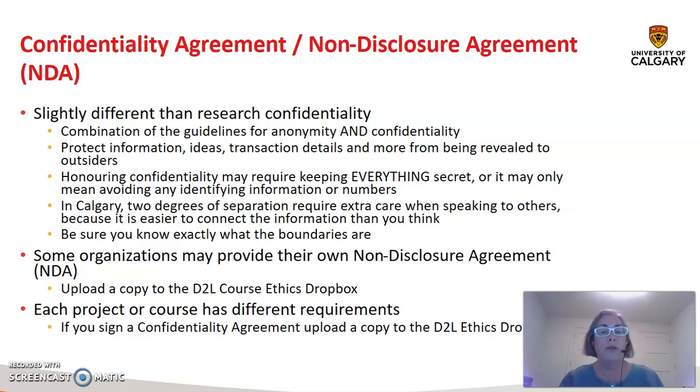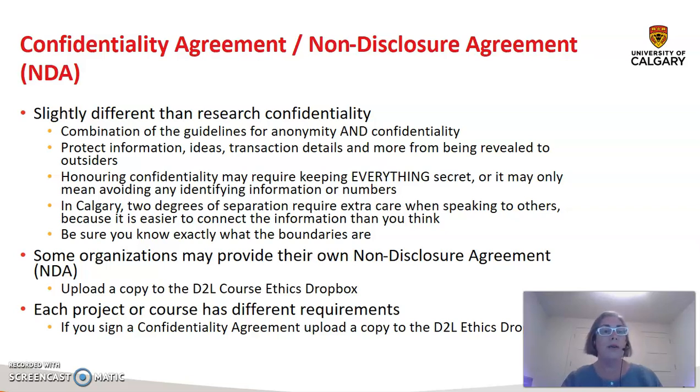In Calgary, we have two degrees of separation. This town is very networked, and people really know each other across surprising boundaries. So it's really important to show extra care when speaking about businesses and ideas with others, because it's easier to connect the information to sources than you think. So it's very important we know exactly where the boundaries are.